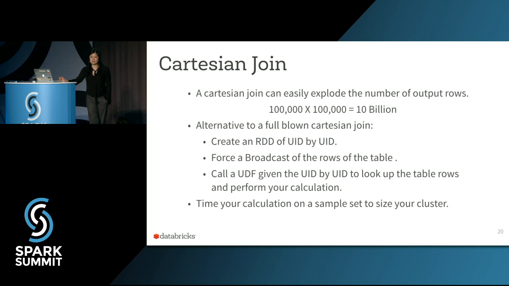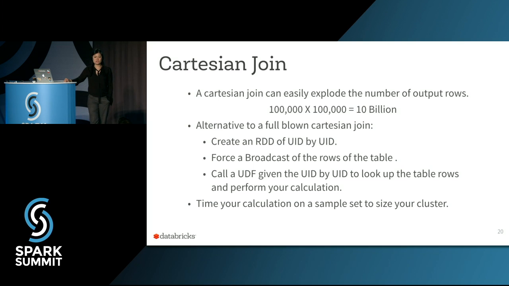The next thing that you want to do is actually figure out the cluster size. So you need a really large cluster size sometimes to do a Cartesian join because you're just doing so much calculation. So the rule of having enough memory in your cluster to store the data in memory is not going to work for a Cartesian join.